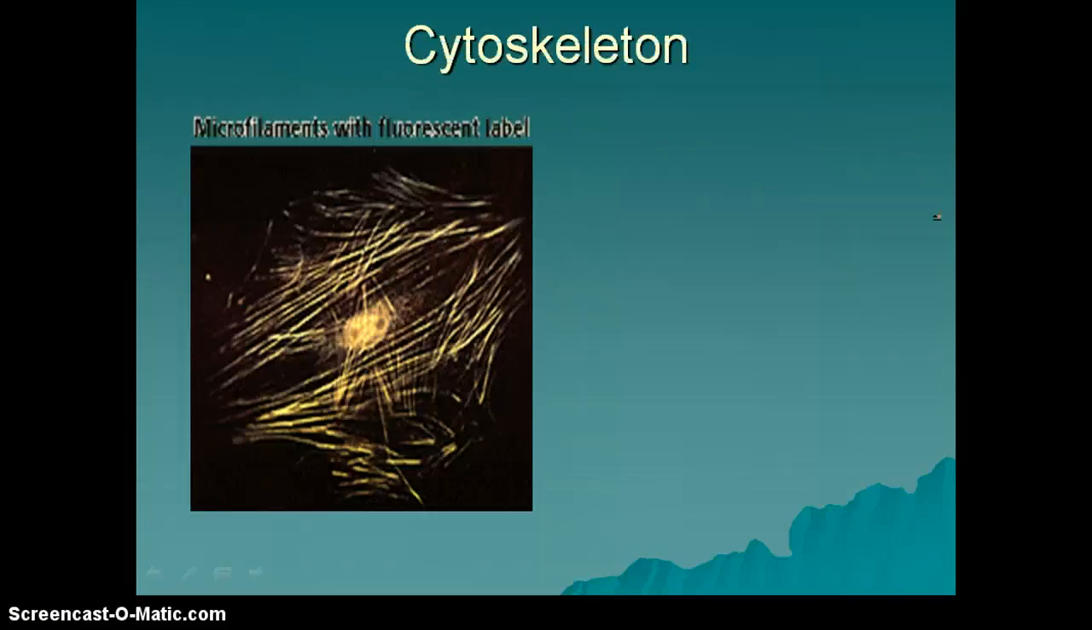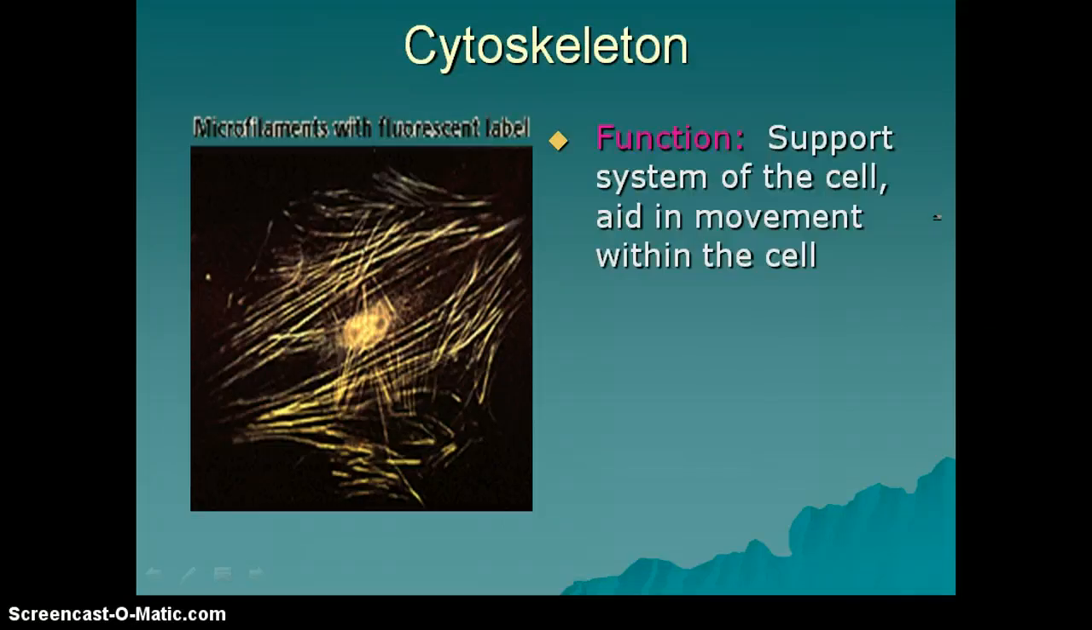Next, we have the cytoskeleton, which functions as a support system of the cell. Just like it sounds, cyto right here means cell. So it is the skeleton of the cell, and it just helps to keep the cell shape. It doesn't make it rigid, it just helps to keep the shape somewhat so that it doesn't collapse in on itself.